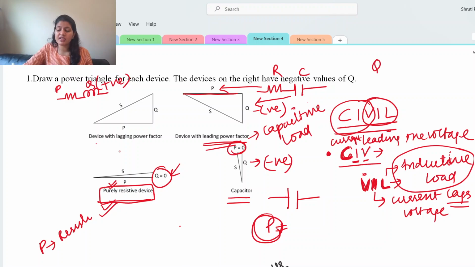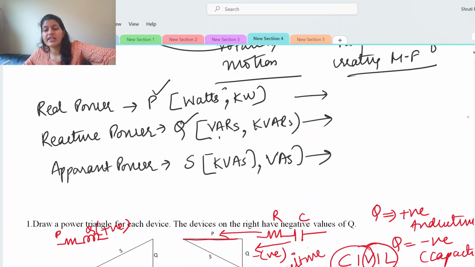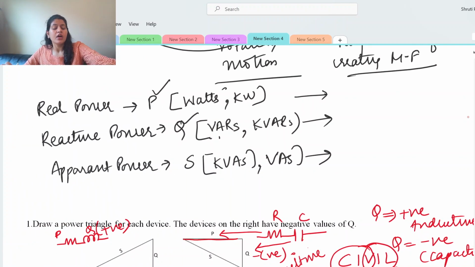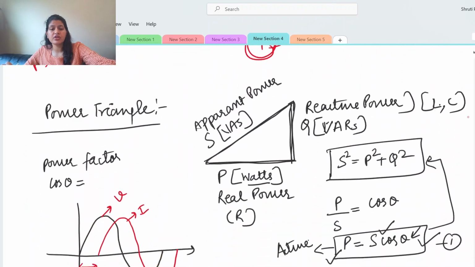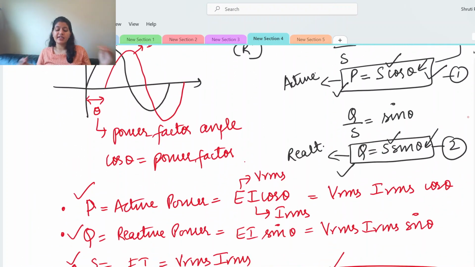You have to remember this also, that Q is positive in case of inductive load or lagging power factor load, and Q is negative in case of capacitive load or leading power factor load. I'll write it as capacitive load. Okay, so this was all you should know regarding the active power, reactive power, and the apparent power.